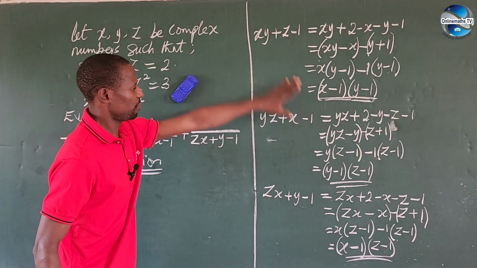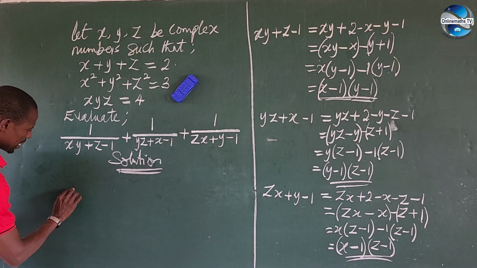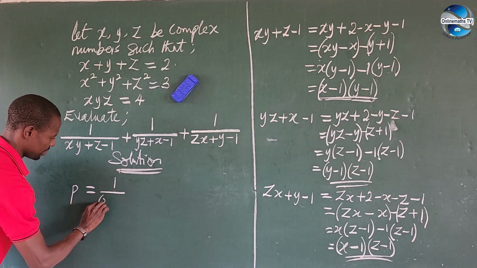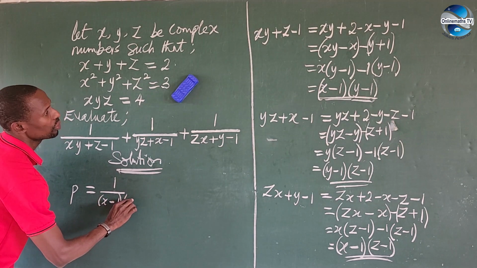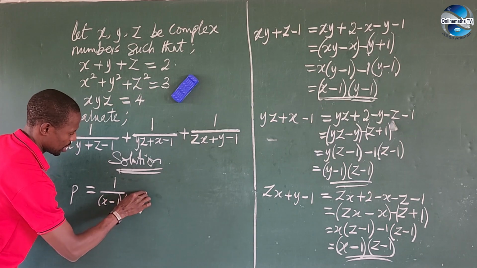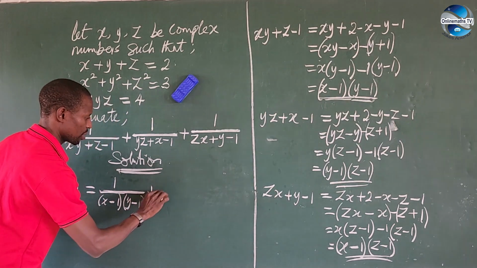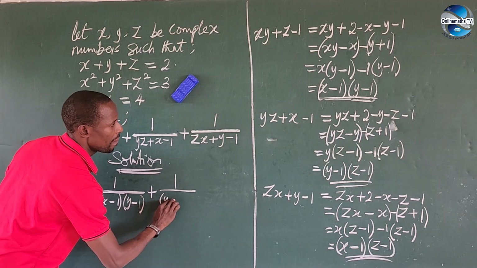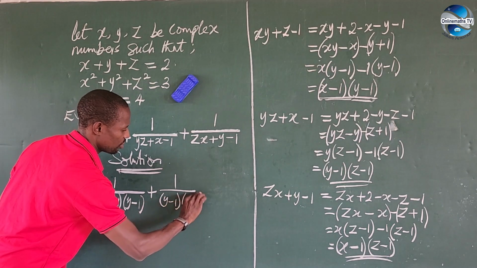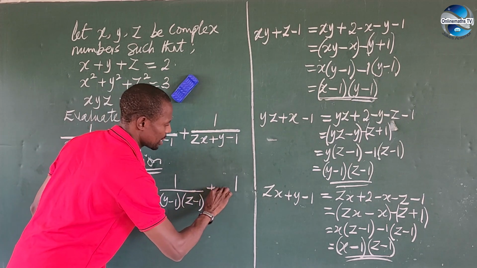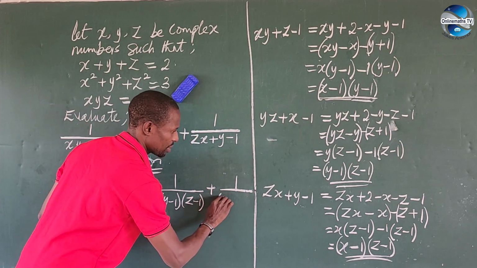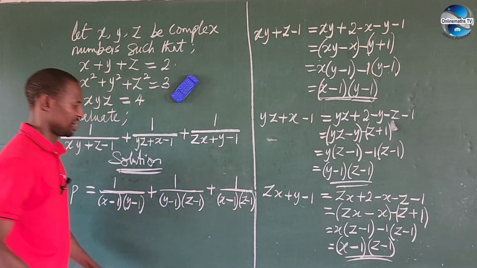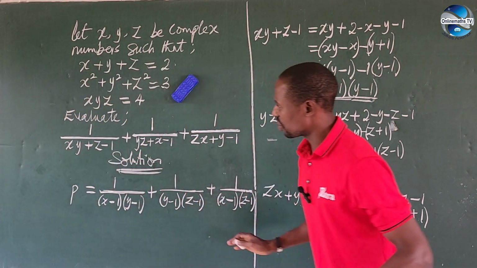So from here, we can now rewrite this expression. So again, we have our p is equal to 1 all over the first expression there. We have x minus 1 into y minus 1. This plus 1 all over, again, our second expression we're going to have here, y minus 1 into z minus 1. Then plus the last expression, which is here, we have bracket open x minus 1 into z minus 1. Easy.